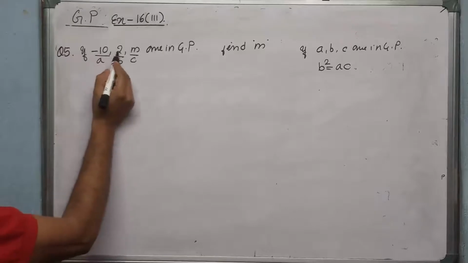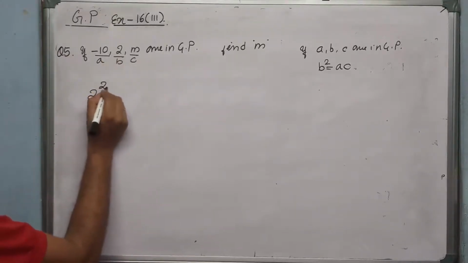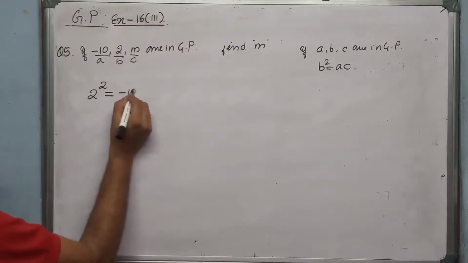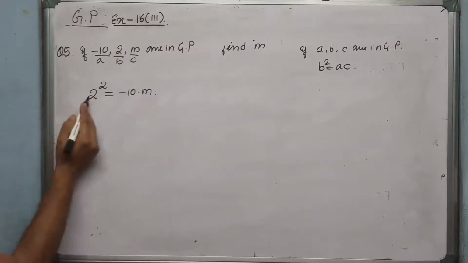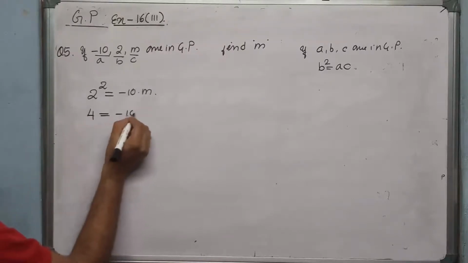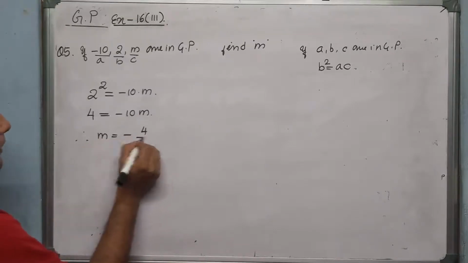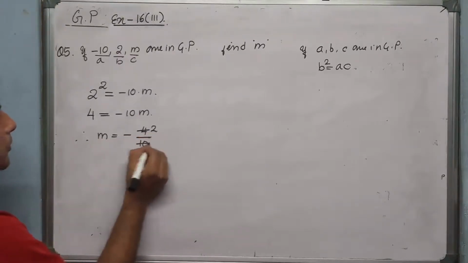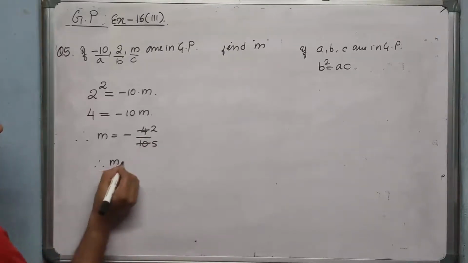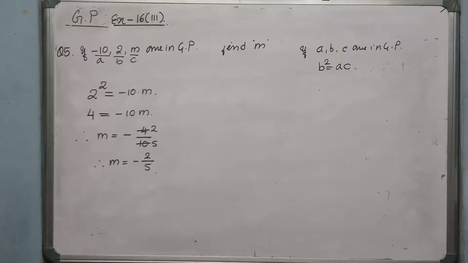Since -10, 2, m are in GP, we can write B square is equal to AC. B square is equal to A into C. 2 square is 4, equal to -10 m. Therefore, m is equal to -4 over 10. 2 to the 4, 2 5 the 10. Therefore, the value of m is -2 by 5. This is a small question, but it is effective and important for your school examination.